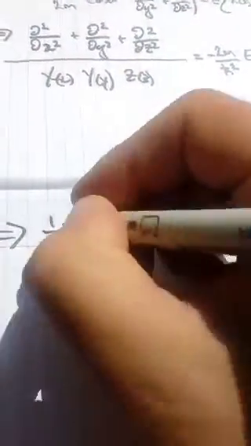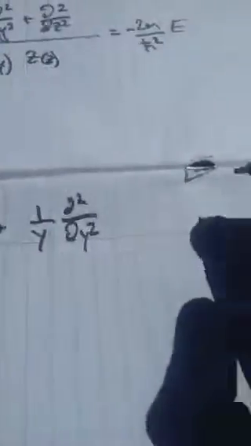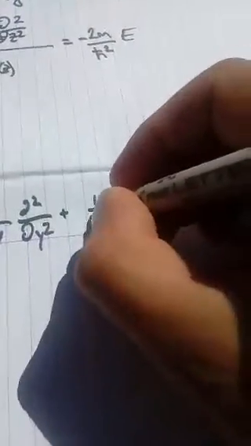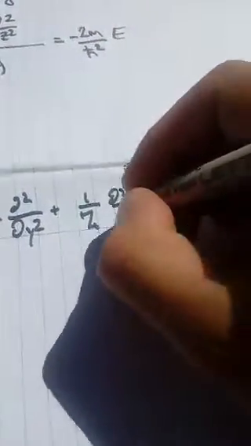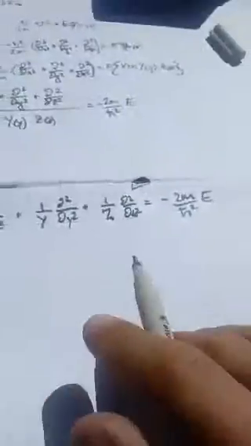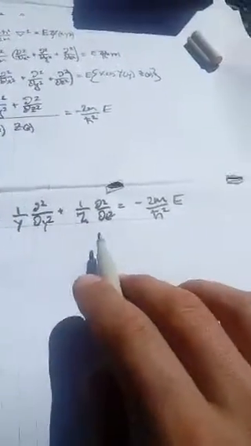Okay, so this implies that 1 over X (I've just shortened the notation), so that's 1 over X d2 dx squared plus 1 over Y d2 dy squared plus 1 over Z d2 dz squared equals minus 2m over h bar squared E. Alrighty, so now we have just separated the whole equation.